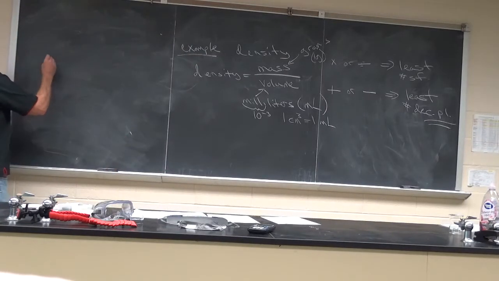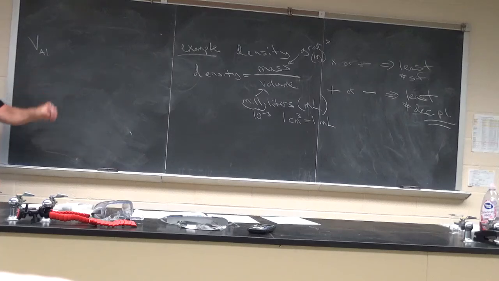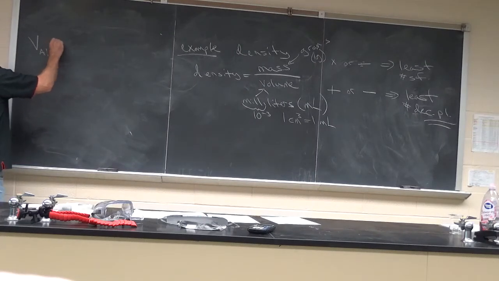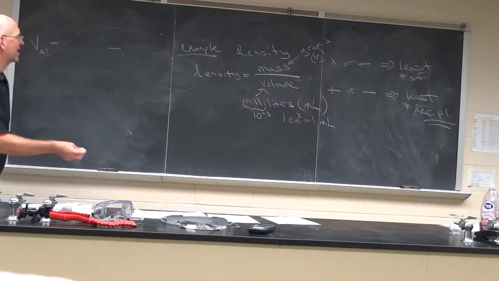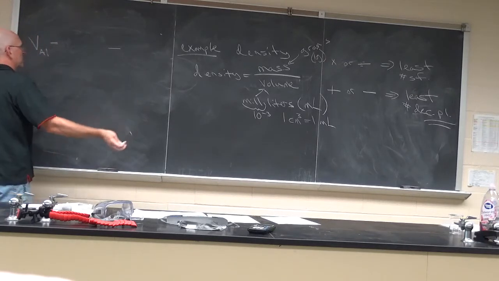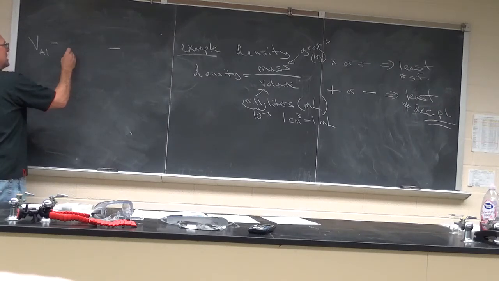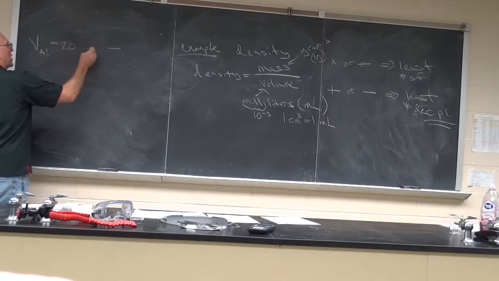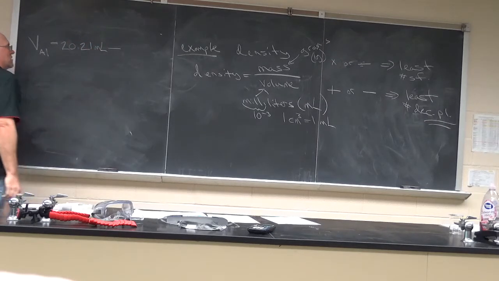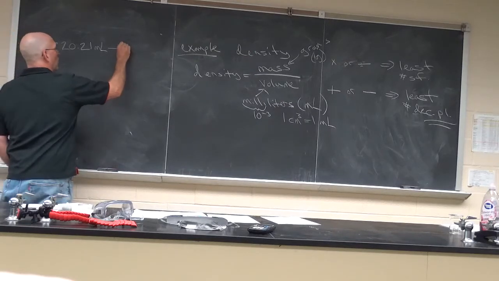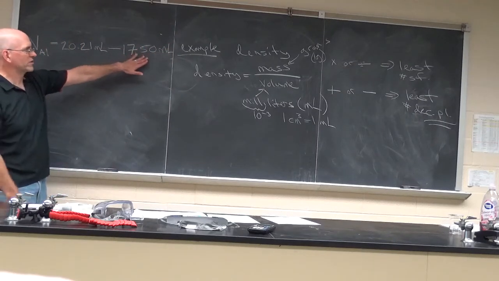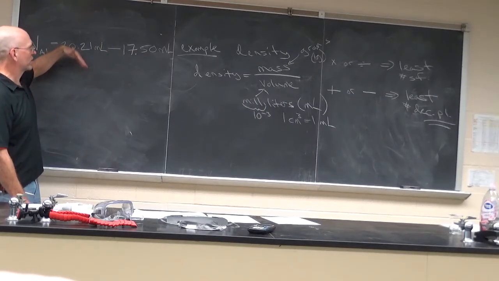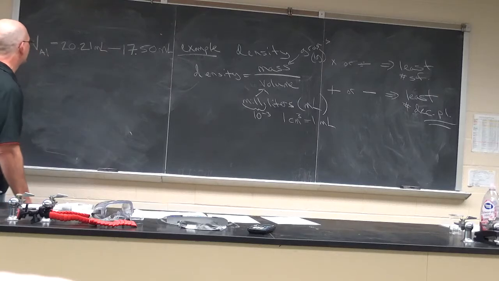So let's come over here and do the volume of the aluminum cylinder, Al. Let's assume you put this into a graduated cylinder. We're just going to do the math and subtract these two numbers. Let's say the final volume is 20.21 milliliters and the initial volume that you had in there was 17.50 milliliters. So what are we doing here? This is the water in the graduated cylinder before you drop the aluminum cylinder in. The water goes up, and you just subtract the two.